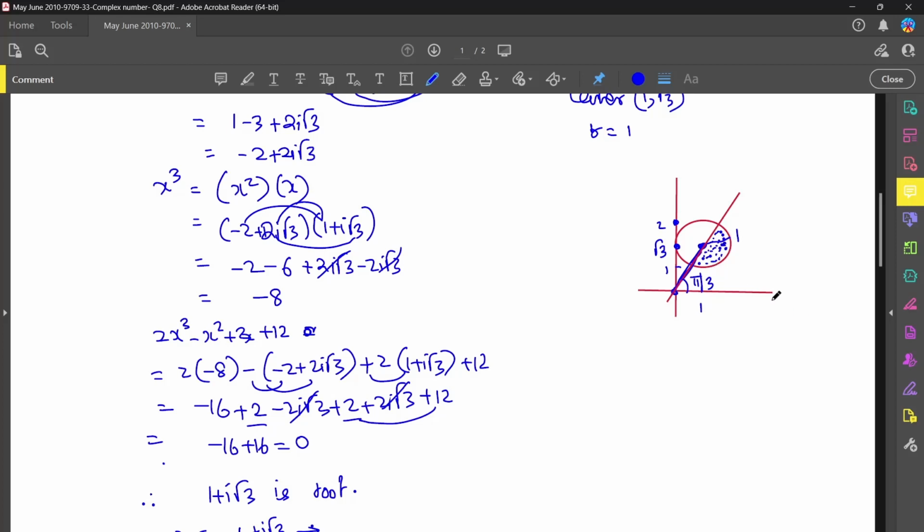So please do not forget to mark the axes. That's the real axis. That's your imaginary axis. So this is how you solve this question.